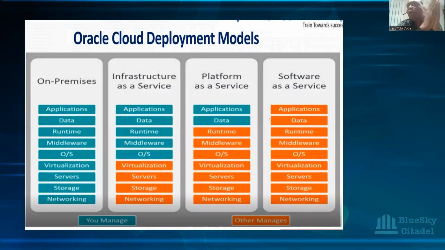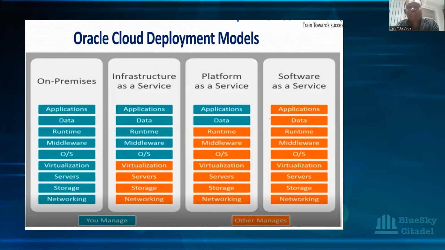Now, that's the old system. This is now the new system. The new system is called Oracle Cloud. In the Oracle Cloud, you can see what I have here. It says on-premise, infrastructure, which we call IaaS. The next one, we call it PaaS, and the other one, we call it SaaS.